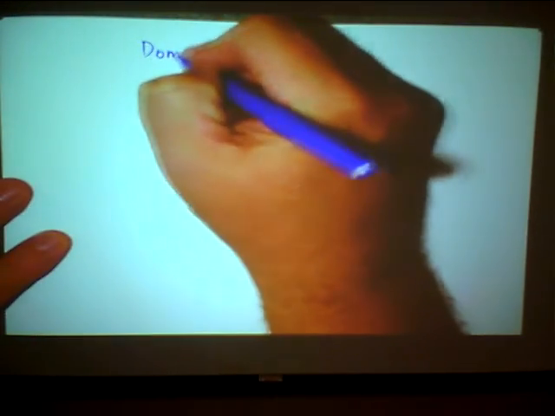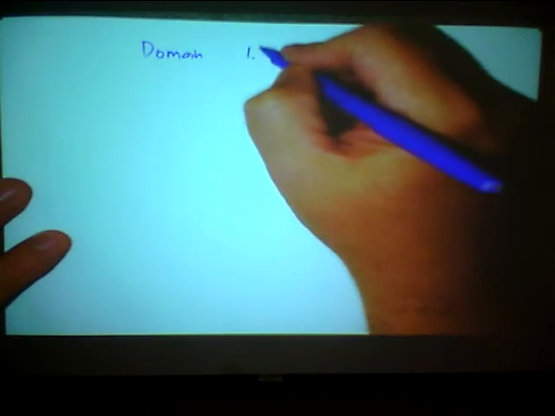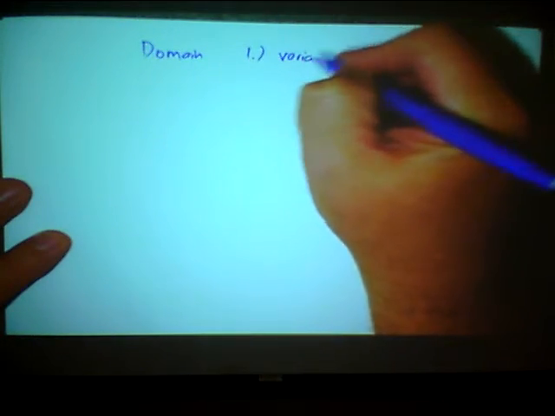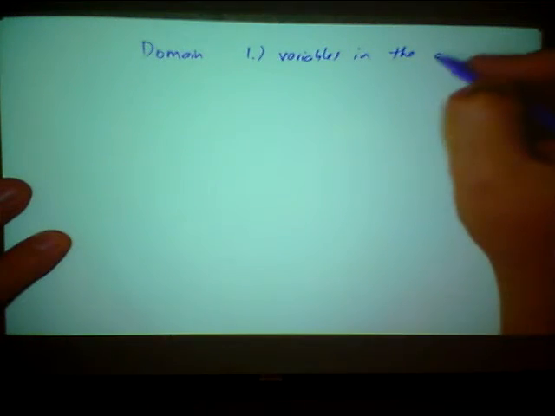We want to talk about the domain of an expression some more. And once again, to review briefly, there's really two times when we have to be concerned about the domain. And the two times to be concerned are when you have variables in the denominator of a fraction.